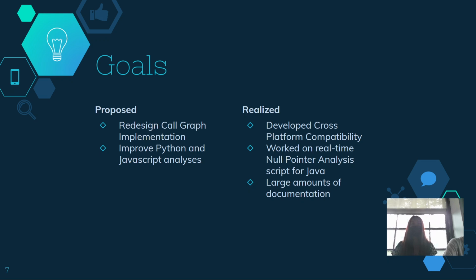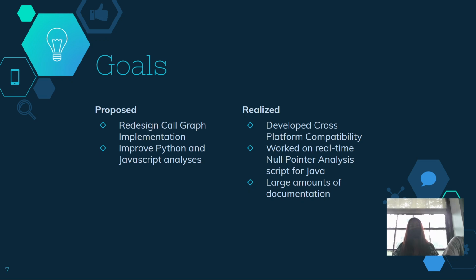Okay, and then for our goals, when we were talking to our external lead, Julian from IBM, our proposed goals were to possibly redesign the call graph implementation and improve the Python and JavaScript analyses. More specifically, when they were running tests, Java analyses had about a 94% accuracy rate, which is pretty good. Python had more of an 88% or 89% accuracy rate, which Julian wanted us to look at and improve. He proposed that system dependence graphs maybe weren't the best representation given the lack of complexity of the Python language compared to something like Java.